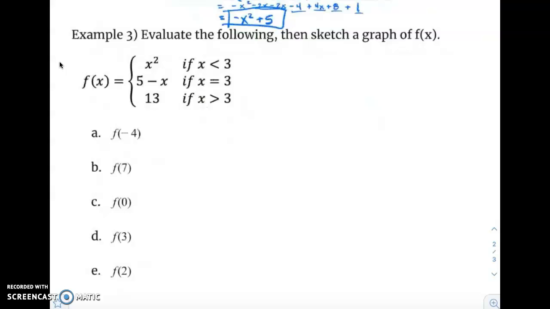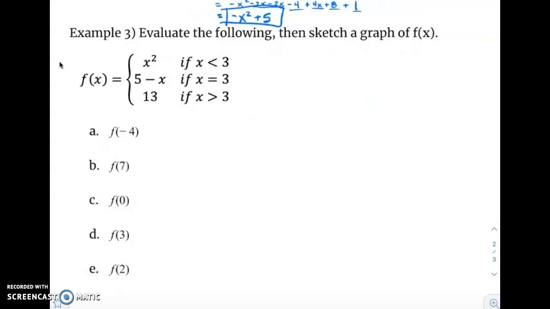All right, moving on to example 3, we're going to look at evaluating piecewise functions and graphing them. So if I plug in negative 4 into the function, you always start by looking at the number and determining which piece it fits into. Negative 4 is less than 3. So first you locate which piece. We know it's the first piece. Now that I know it's the first piece, you plug it in for the x value. So it'll be negative 4 squared, which is 16. So f of negative 4 is 16.